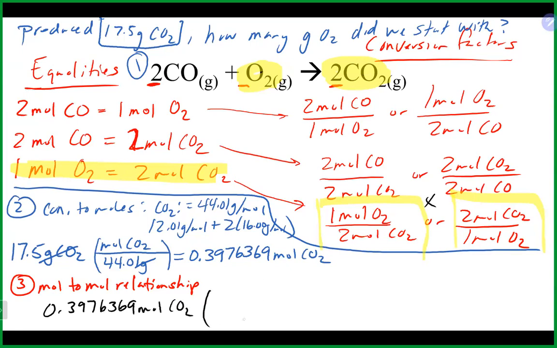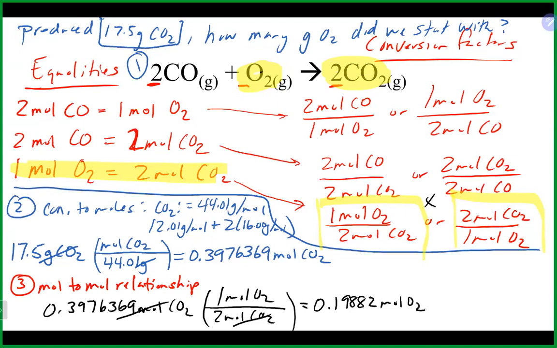The third step, which is the big stoichiometry step, which comes from the balanced equation, we're going to go with 2 moles of CO2 on the bottom, 1 mole of O2 up on top. And once again, the moles of CO2 will cancel, and that's going to convert us into O2, which is what we're looking for. Basically just dividing by 2 in this case. 0.19882. We'll take it to a few digits. Moles of O2.